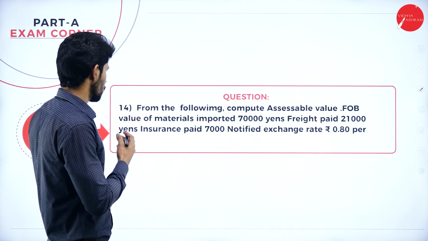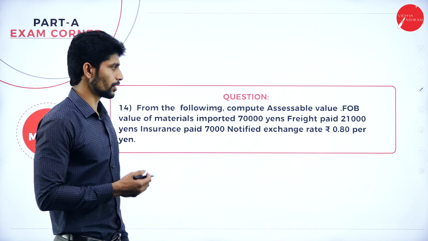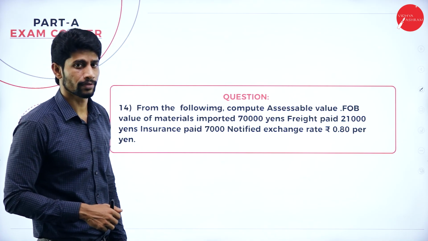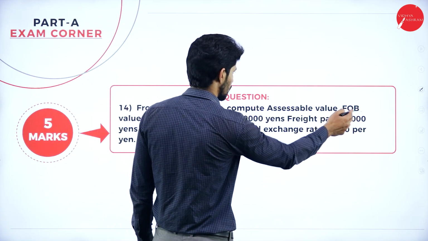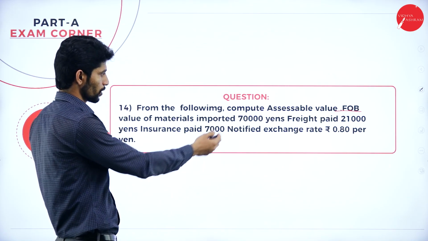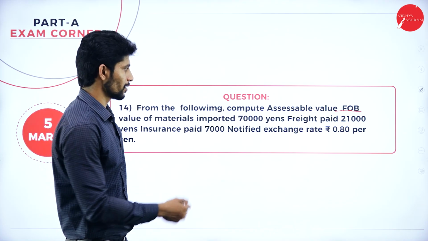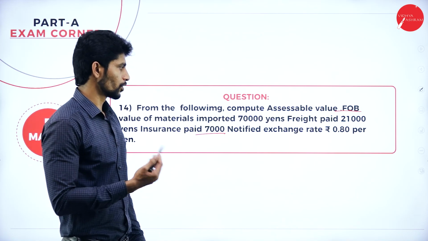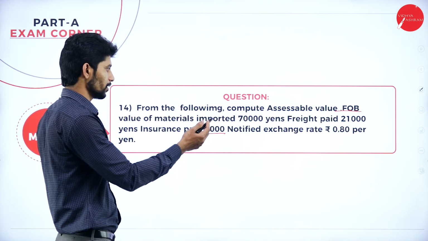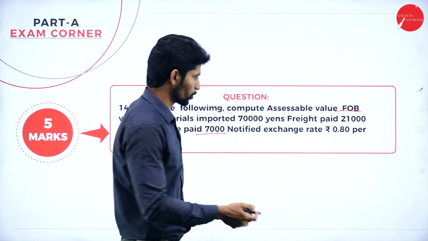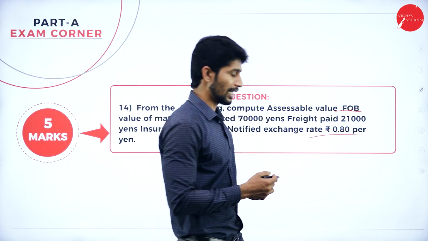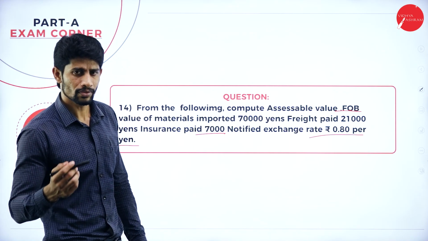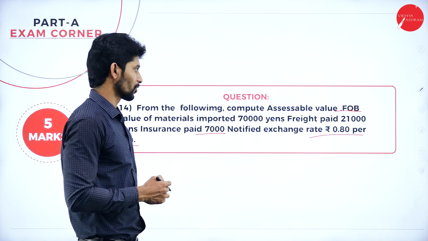Next, question number 14. From the following information, compute the assessable value. Yes, again from customs duty, they might ask one more question for 5 marks. Directly they'll give you the FOB value, which is 70,000 yen. Freight charges are given as 21,000 yen. Insurance charges are given as 7,000. Exchange rate notified by the board is 80 paisa per yen. So by using this information, we have to find out the assessable value.